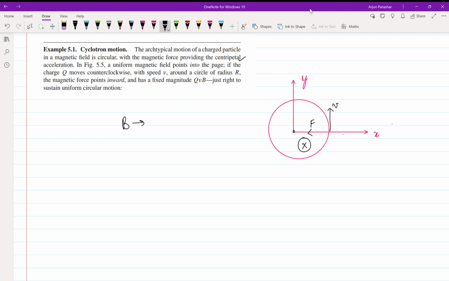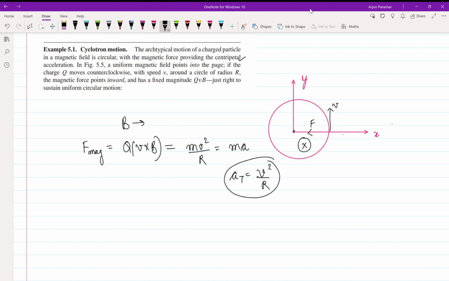As you know, the magnetic force is given as QV cross B, and that force provides the test charge the centripetal force. So mv squared by r, or m into a by Newton's equation, where a is the acceleration, whose formula is v squared by r. You can get it that way or by the centripetal force way.